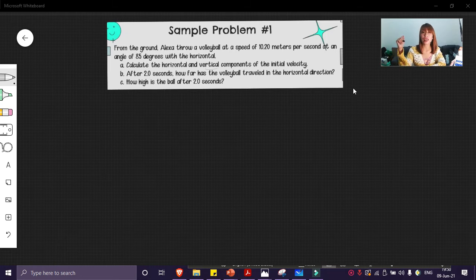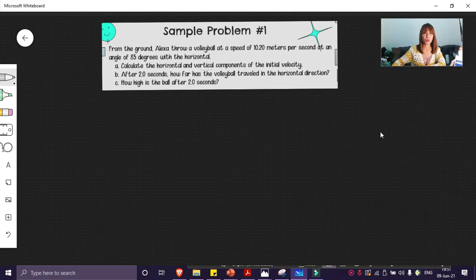So letter A, calculate the horizontal and vertical components of the initial velocity. B, after 2.0 seconds, how far has the volleyball traveled in the horizontal direction? And letter C, how high is the ball after 2.0 seconds?